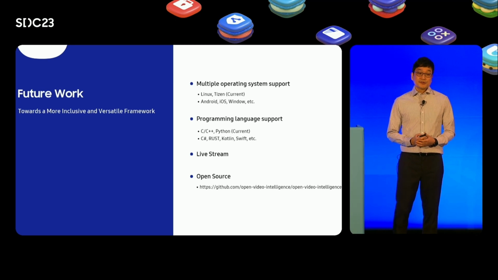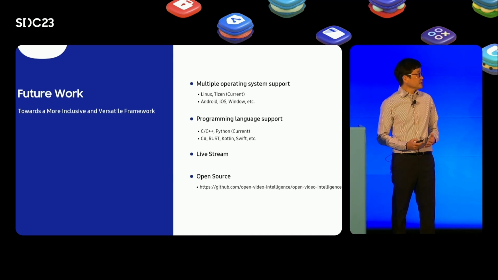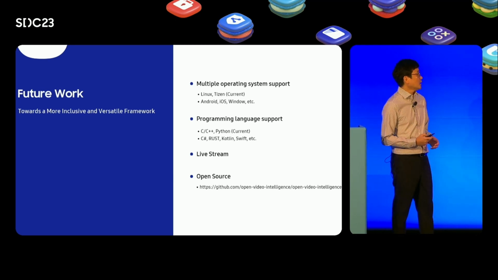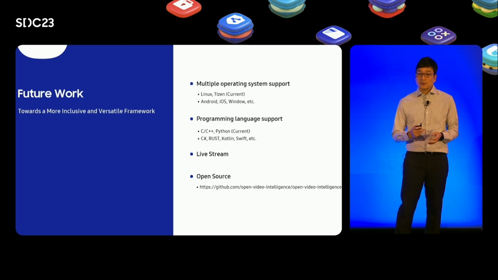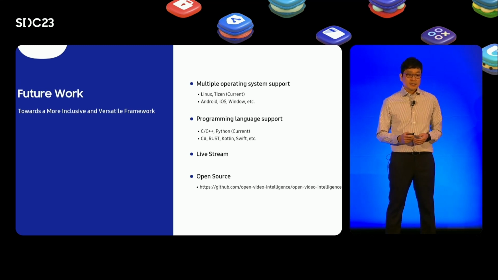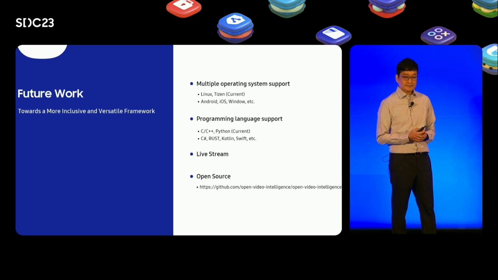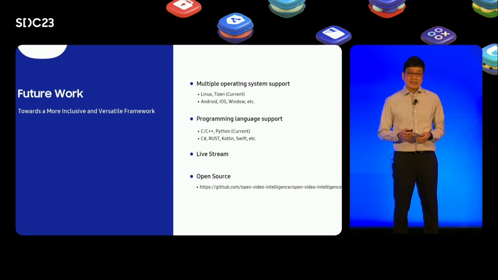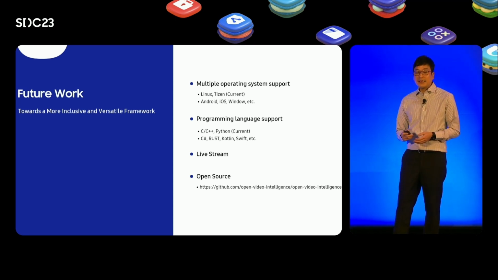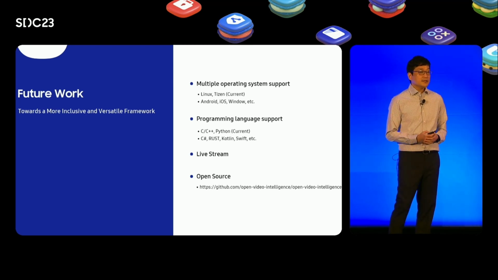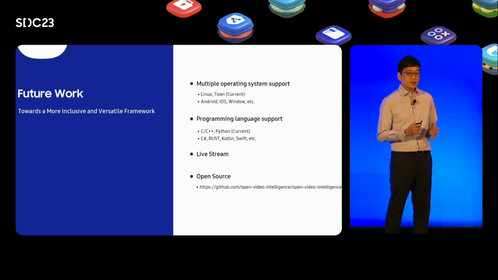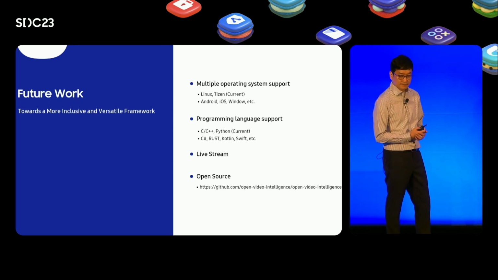Now let's explore the future of OVI. We aim to expand our support for different operating systems. We are currently focused on Linux and Tizen, but we are preparing to support Android, iOS, Windows, and more platforms. Regarding programming languages, although we mainly use C, C++, and Python today, we plan to embrace languages like C#, Rust, and others favored by developers.